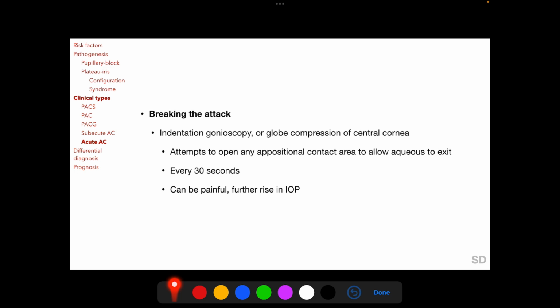An attempt should be made to break the attack by opening at least a portion of the closed anterior chamber angle so as to allow aqueous to exit the eye through the anterior chamber angle, and this can be done either mechanically by indentation gonioscopy or globe compression of the central cornea or with cholinergic agonists, and this compression should be done every 30 seconds. However, this compression can be painful in a tender eye and may cause further rise in intraocular pressure.